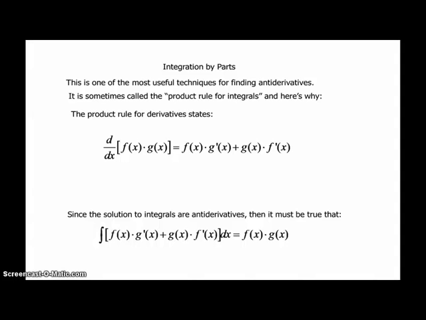So let's do a review. Remember, the product rule for derivatives says that if I'm taking the derivative of the product of two functions, here I have function f times function g. Well, we learned it as 1 d2 plus 2 d1. That's how we learned our product rule.